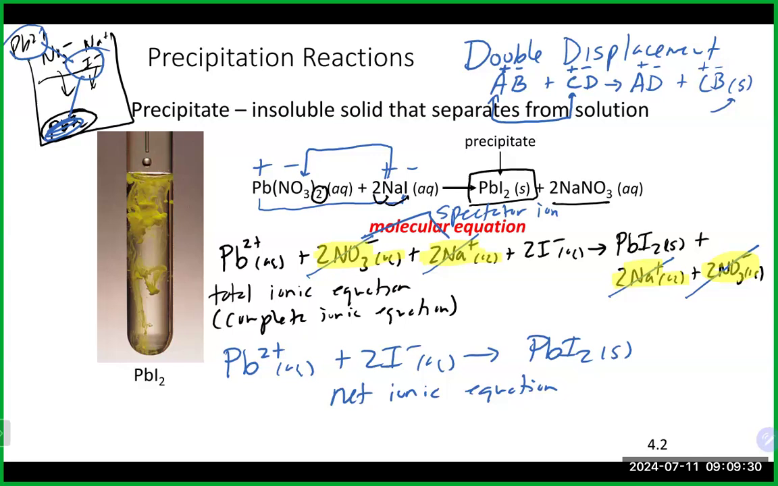Any questions on that? So also in the net ionic equation, again, the ions do have charges. A very common mistake people make is when they write a total ionic equation or a net ionic equation for ions, they do not include the charges. You do need to include the charges, and everything needs to be balanced when you do that. Any questions on any of that?